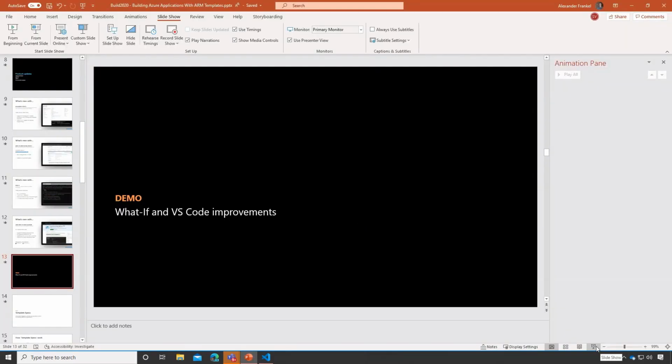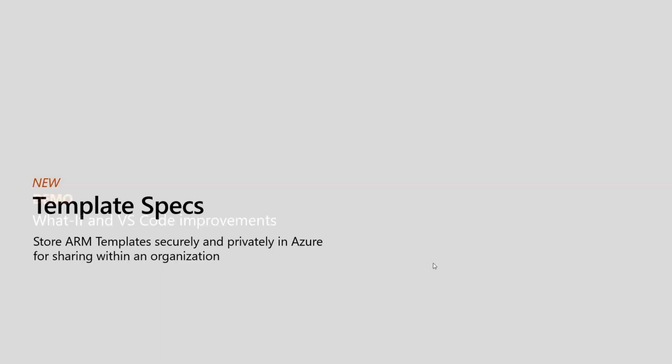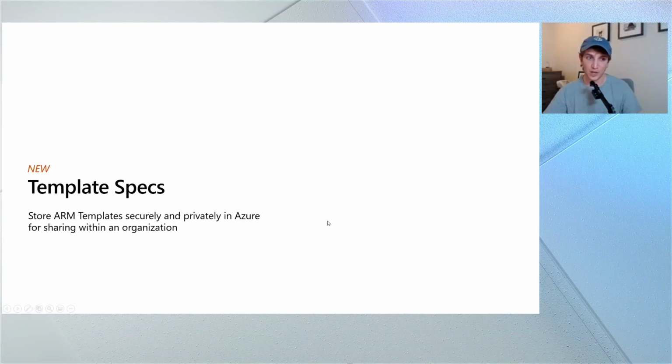So that is what-if and VS Code improvements, which you should definitely go check out. And now we're going to talk about something new, template specs. So template specs are all about taking the ARM templates that you already have and making them available within Azure so that you can share them throughout an organization. So we know sharing ARM templates is really important. You might have canonical templates that you want other teams to consume, and template specs is the way that we're going to make that happen.